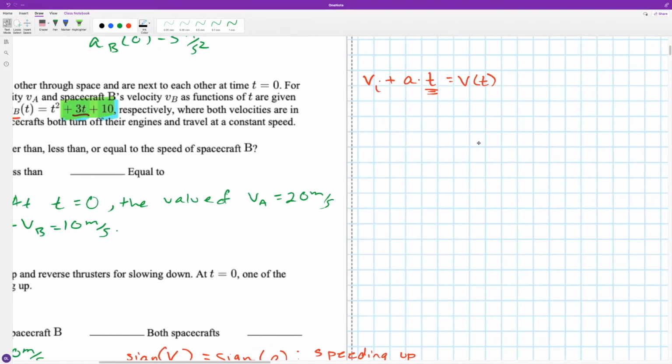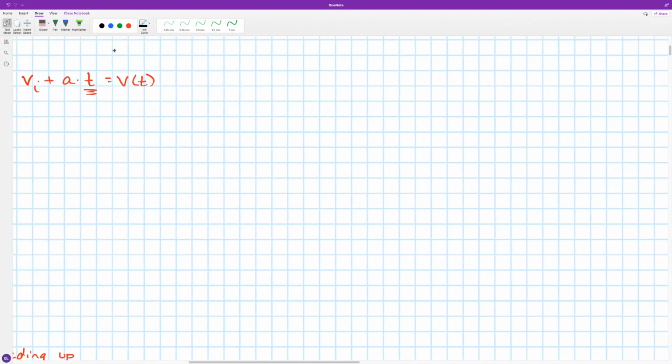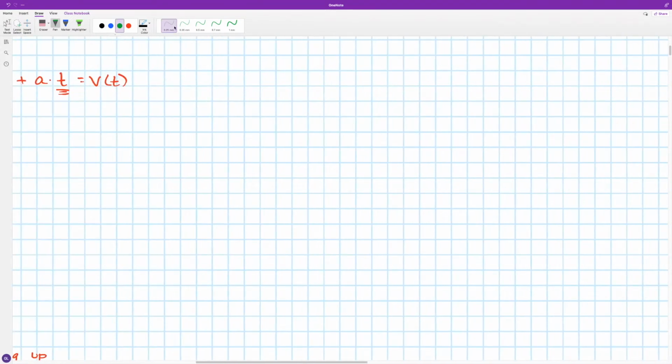And I believe that is t squared minus 5t plus 20. T squared minus 5t plus 20. And that's going to be our velocity for spacecraft A as a function of time. So what can we do here?